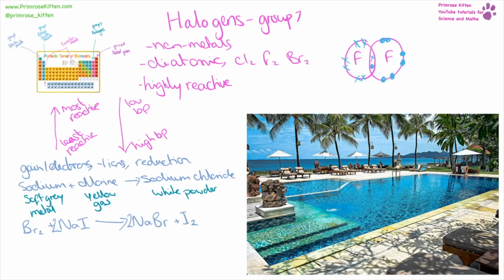A more reactive element will displace a less reactive element. So here we have sodium iodide reacting with bromine. Iodine is below bromine on the periodic table, so bromine is more reactive. So it will displace iodine in the compound, forming sodium bromide and iodine. Whereas if you try and react bromine gas with sodium chloride, chlorine is higher than bromine on the periodic table, so it's more reactive. You are going to get no reaction because bromine cannot displace chlorine out of this. These are commonly known as displacement reactions.